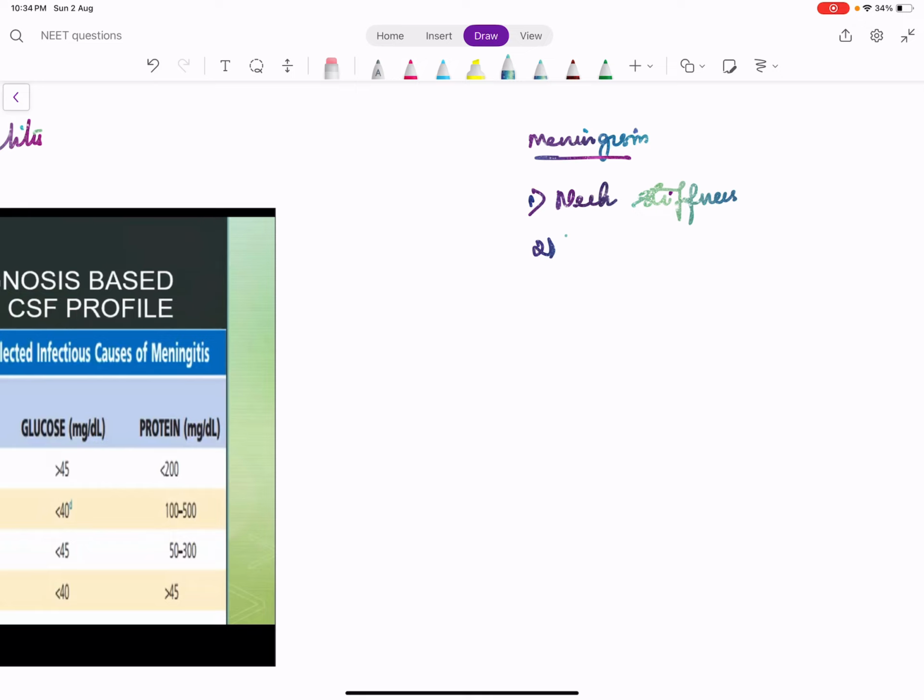There is a sign called Koenig sign. Maybe this can be portrayed as a video. Try to see that at least once. We have Brudzinski's sign. Brudzinski's sign is that flexing the neck will cause flexion of the knees. Koenig sign is when you try to extend the knee in a flexed hip, it will be difficult. So these are signs of meningism.